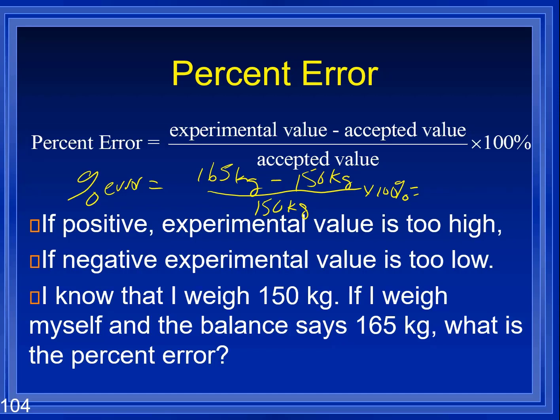Anybody think about sig figs while you're doing this? Because first I have to subtract, then I have to divide. So I have to follow both rules. So I do that subtraction. 165 kilograms minus 150 kilograms gives me 15 kilograms. Last sig fig in 165 is the 5. Last sig fig in the 150 is the 5. That 0 doesn't count. So I need to round this off to the tens place. That's 20 kilograms.